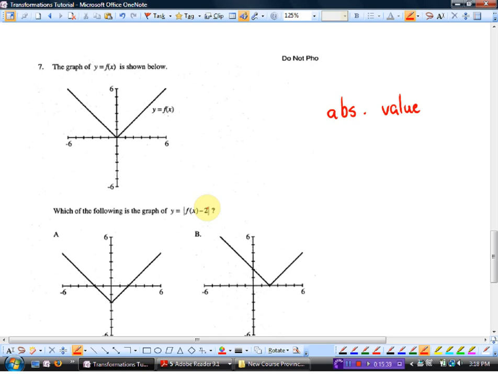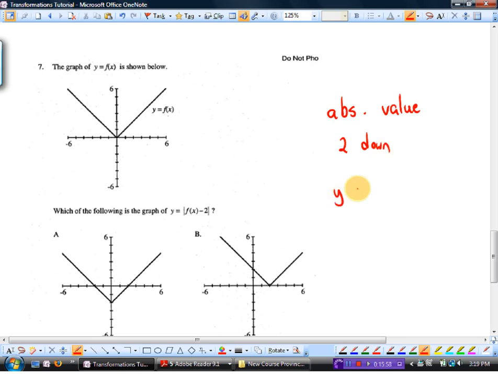If it was 2 to the right, where would that 2 have to be? Inside, right next to the x. Is it inside, right next to the x? Okay, so I think it's 2 down. Now, one question students have is, what's the correct order? Do I do absolute value first and down first? This one, I think I would go down first and then absolute value.